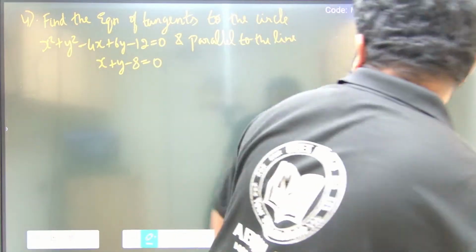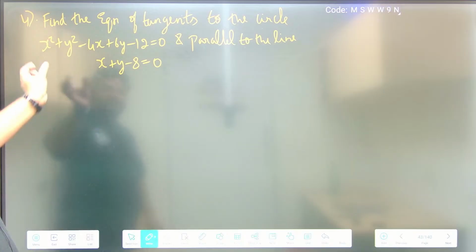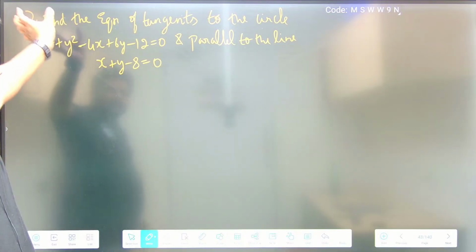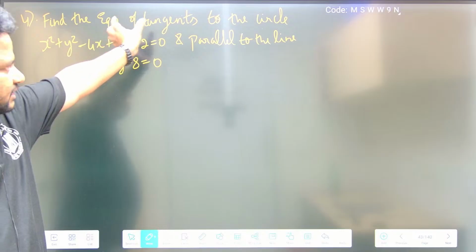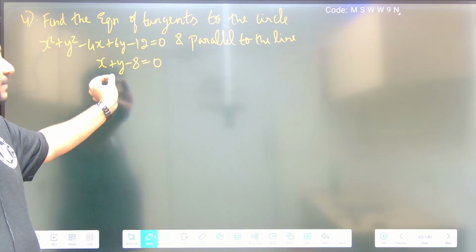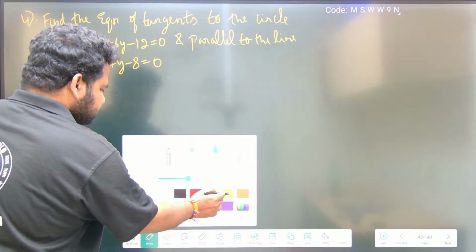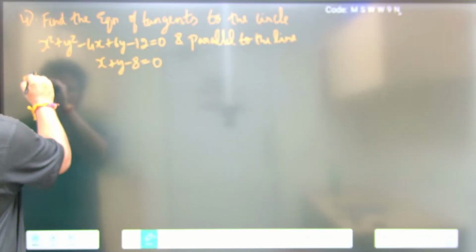What they have given, they are asking to find the equation of tangents to the circle. The circle equation is given, and the tangent to the circle should be parallel to the line. The line is x plus y minus 8 is equal to 0. Okay, now let us solve this friends. Let us write the solution.